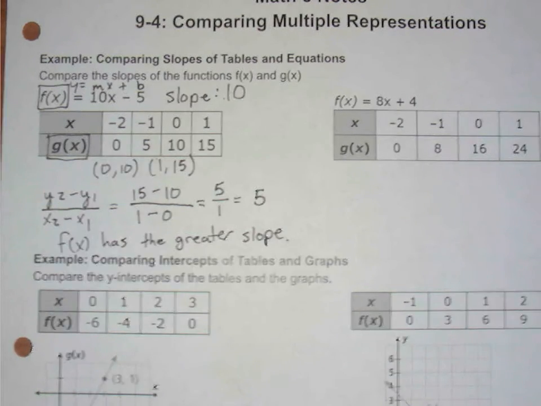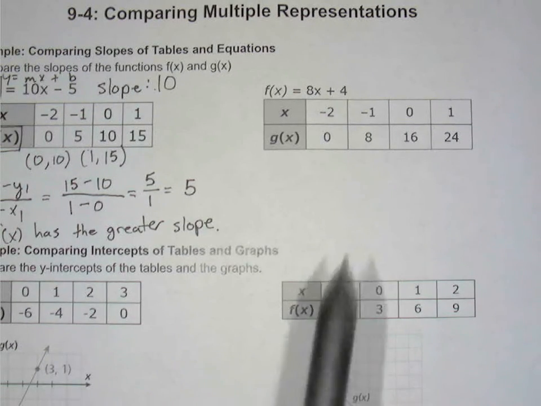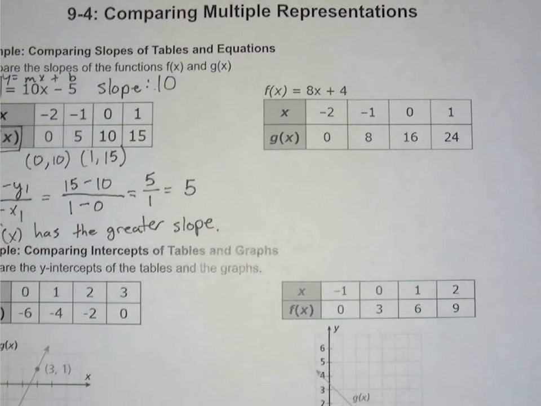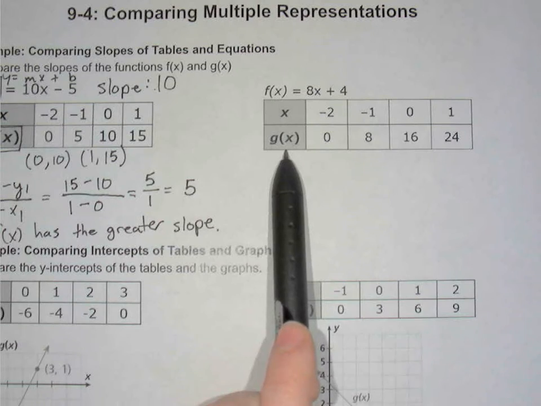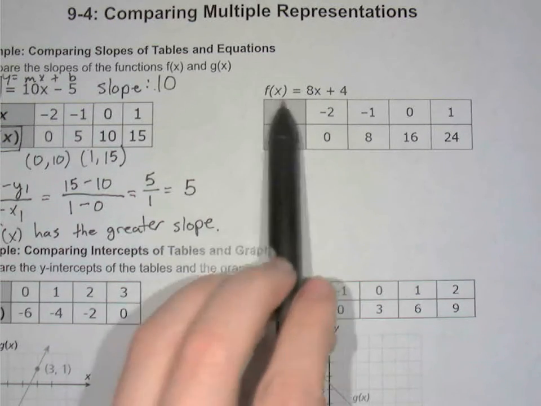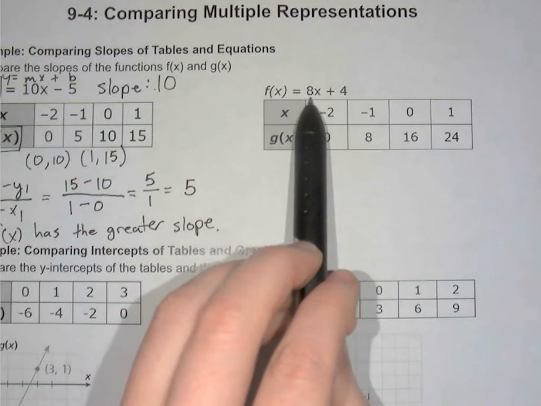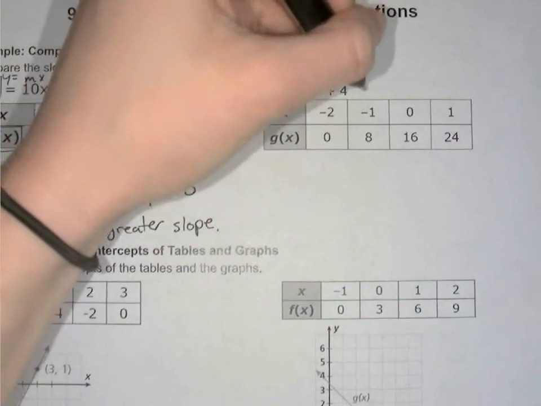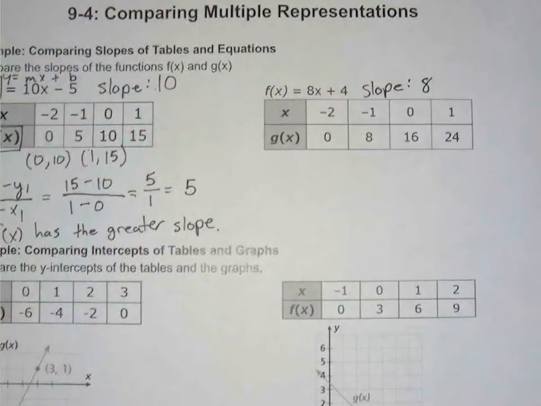Let's take a look at the next example. So we've got two functions again, one which is represented by an equation, and the other one which is represented by a table. Again, they're called f of x and g of x, and that shows us that they are two completely different functions there. We can find the slope of f of x very easily because that's just the m value in our mx plus b. So the slope of our equation is 8.